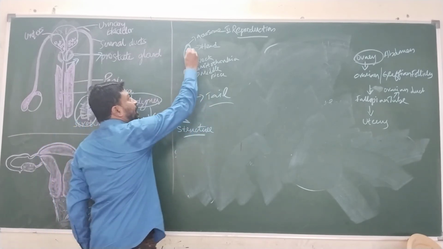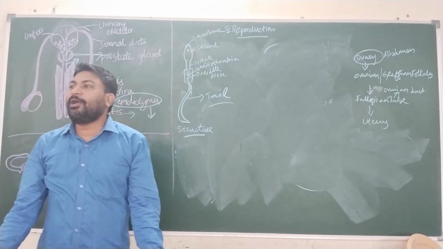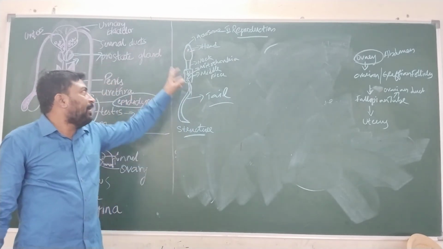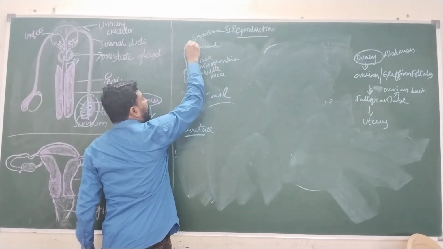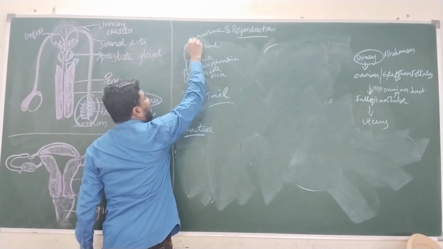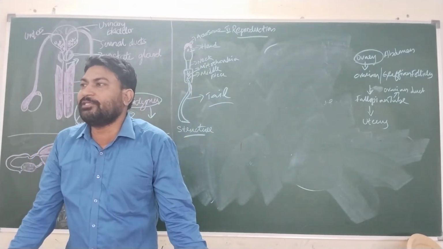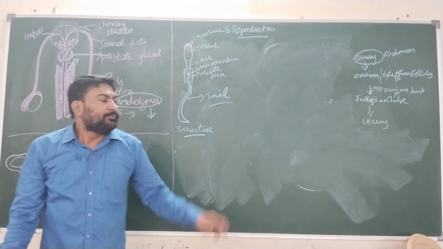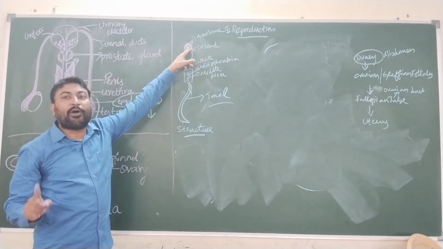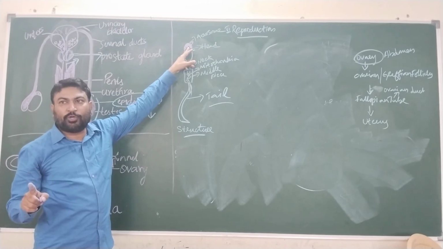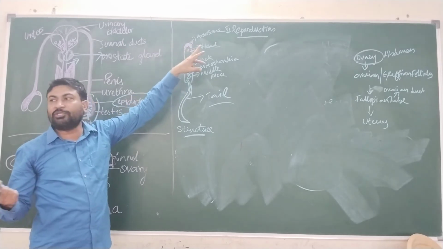The head consists of a haploid nucleus. The front portion of the sperm consists of a thick material known as the acrosome, which helps the sperm to penetrate into the ovum. The head has a pointed structure called the acrosome, which penetrates into the ovum and releases the haploid nucleus into the ovum.